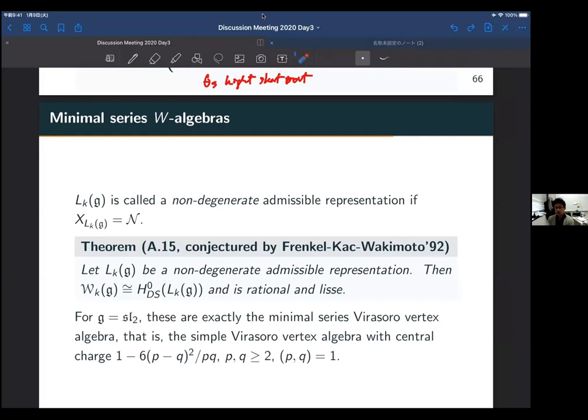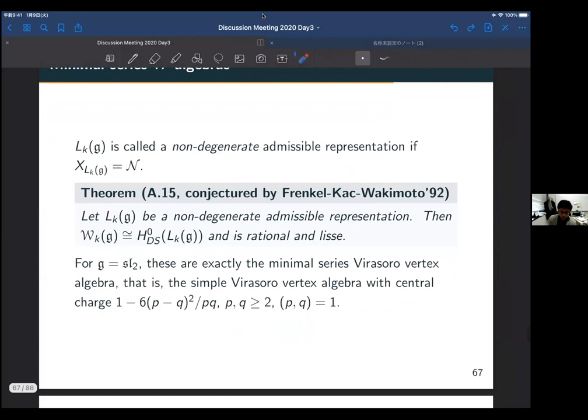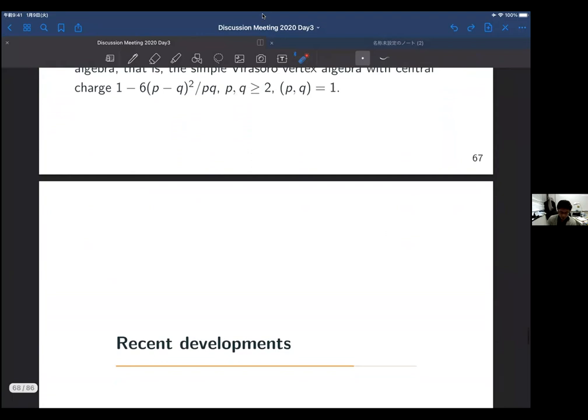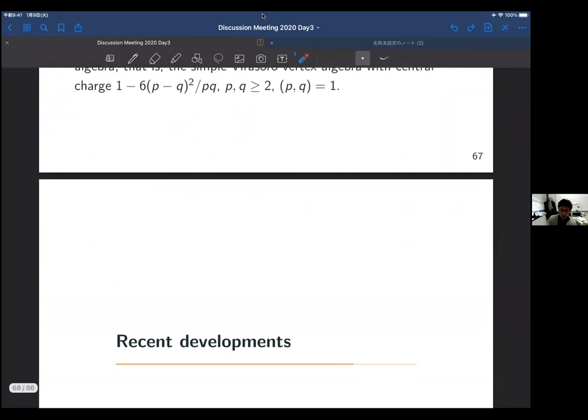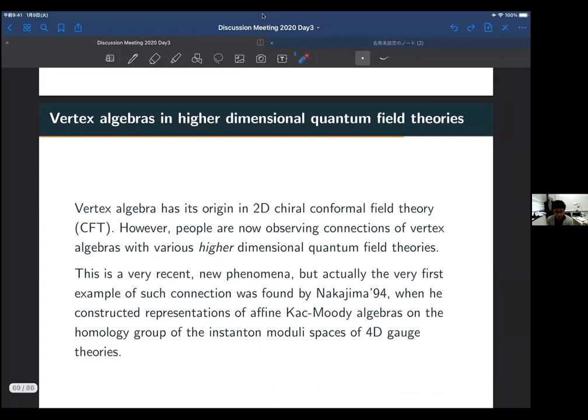Okay, any questions so far? Right, so now, if not, I want to explain some recent developments. I didn't really explain, but the vertex algebra has its origin in 2D chiral conformal field theory. So this gives a rigorous mathematical formulation of conformal field theory. But now people are observing various connections of vertex algebras with higher-dimensional quantum field theories.